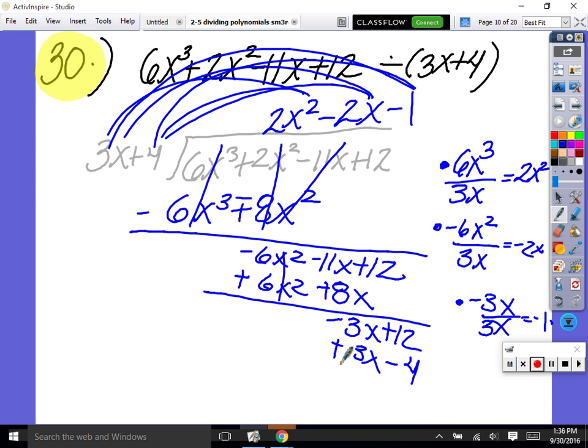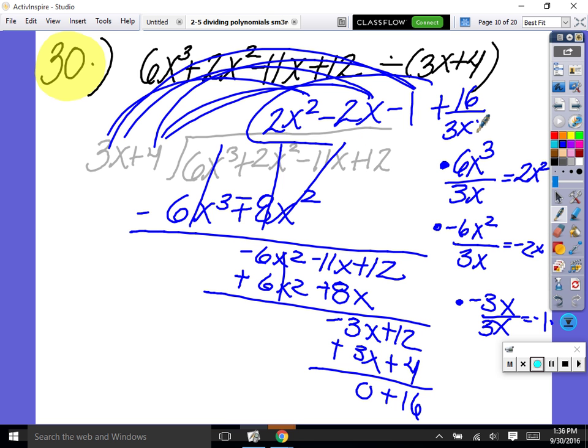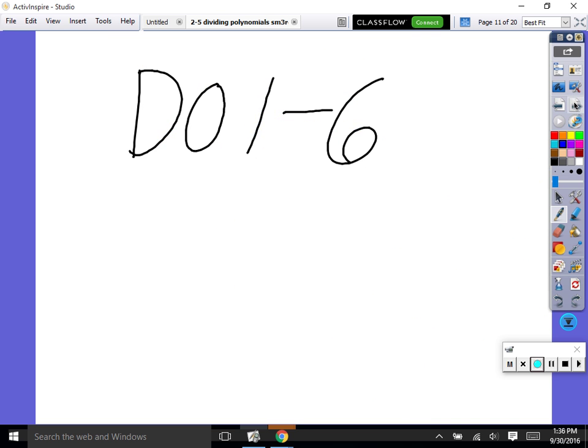Now we change the sign. We add straight down. We get 0 plus 16. So our remainder was 16. So here's our answer with a remainder of positive 16. So plus 16 over 3x plus 4. Okay. Questions? Are you ready to practice some more? Okay, do 1 through 6.